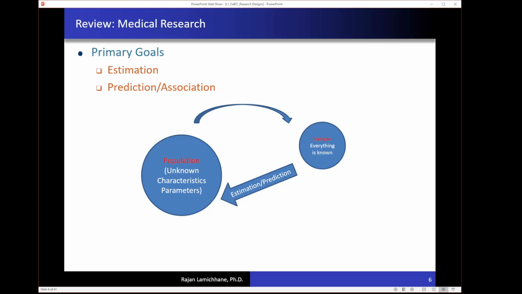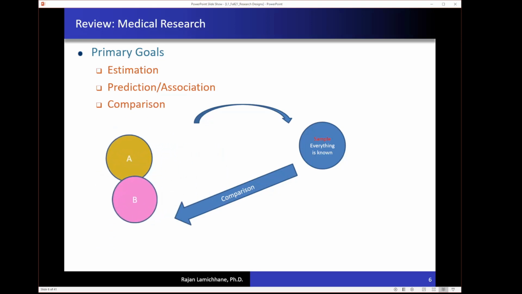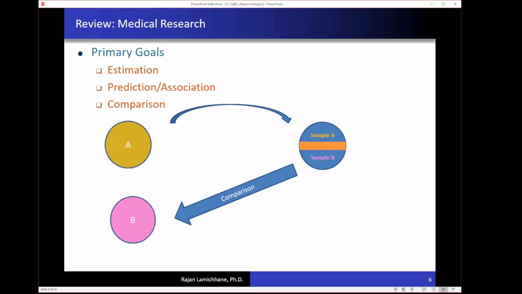And another goal of any medical research is to perform a comparison between two or more groups. You have a treatment or placebo group, and now you want to see which group is more effective, or if you want to compare multiple groups and see which group has a higher prevalence, then you need to perform the comparison. So these are the three primary goals, no matter what kind of medical research you perform.